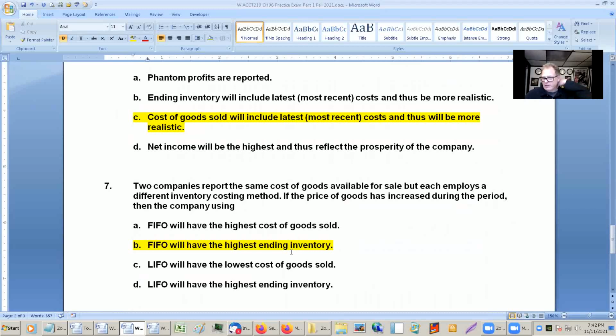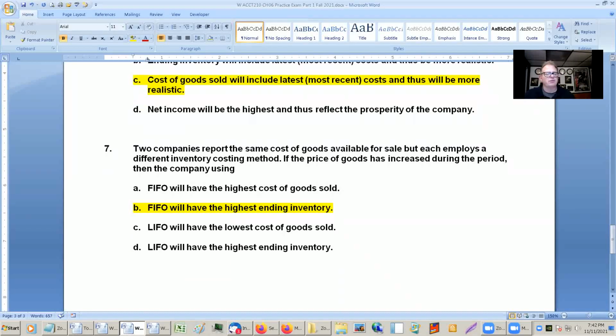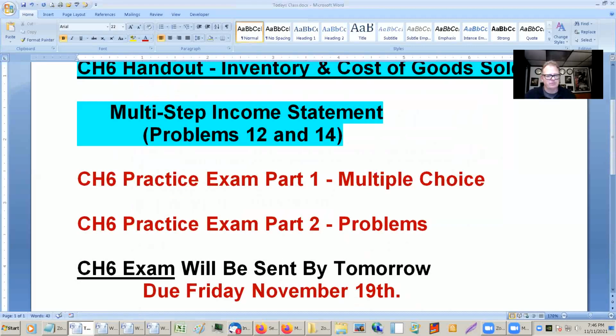FIFO has the highest ending inventory because FIFO said the first ones in, which are usually the cheapest ones, were sold. So the more expensive ones are still sitting on the shelf. So they have the highest ending inventory. Good. Make a note.